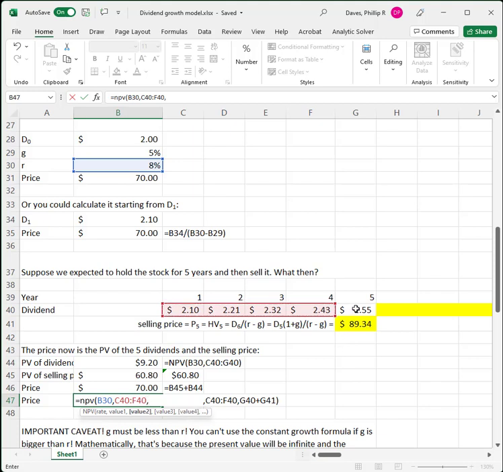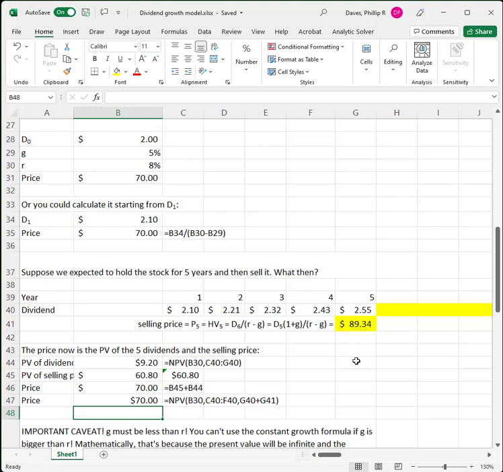We can type in a comma, and then take the sum of those two. Just add them together. So what do we have? In our NPV function, we have a range here. Then we have another item which is part of the range, and it has two things added together. And this will treat these two as both occurring at year 5 and discount those back to time 0. And that will also give us the $70. So it's a bunch of different ways to get $70 from the constant growth formula.